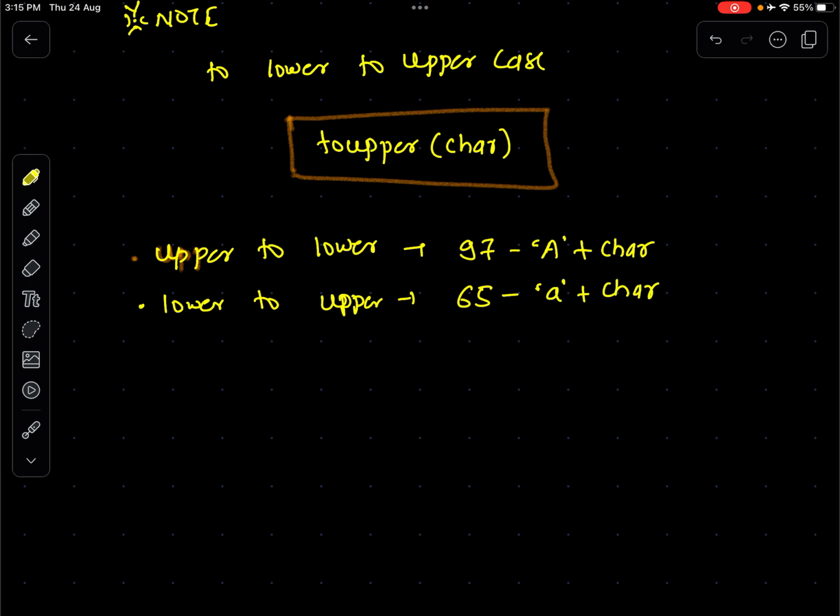And what are the inbuilt functions? Here I will write it as tolower. Simply here pass a character, right? And here I will write toupper. Simply pass the character. I hope you understood how to convert uppercase to lowercase and lowercase to uppercase, right?